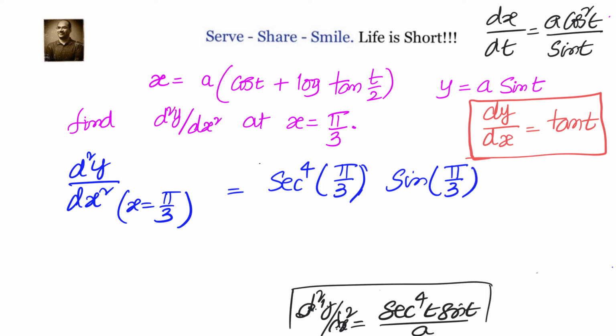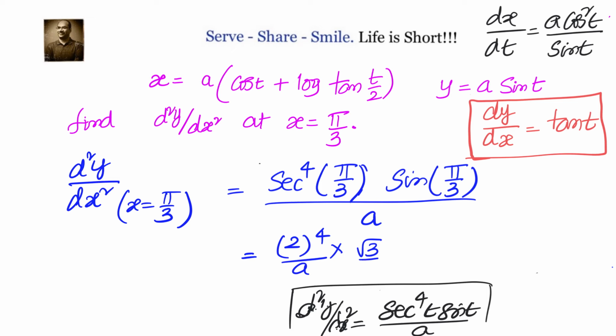Pi by 3 is 60 degrees, and we know secant 60 degrees is 2. So it will become 2 power 4 into root 3 by 2, because sin 60 is root 3 by 2, into 1 by a. Let us simplify that. We will have secant to the power of 4 at 60 degrees, which equals 2 to the power of 4 into sin 60, root 3 by 2, into 1 by a. We can simplify that. We get 16 by 2 root 3 into root 3 by a. 2 will go 8 times. So our answer will be 8 root 3 divided by a.